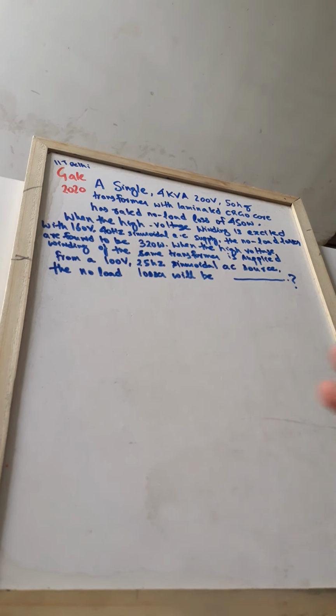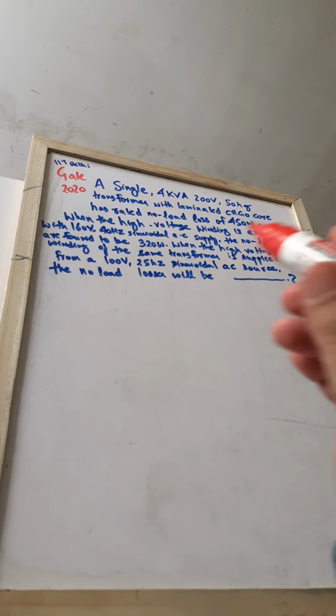When the high voltage winding of the same transformer is supplied from a 100 volt, 25 Hz sinusoidal AC source, the no load losses would be. So we need to calculate.